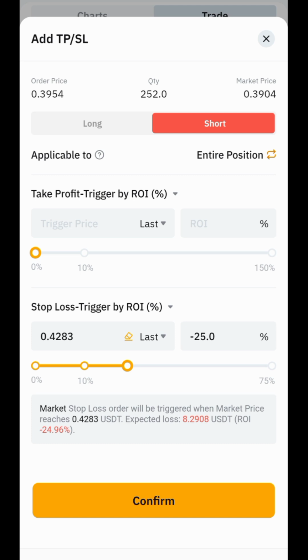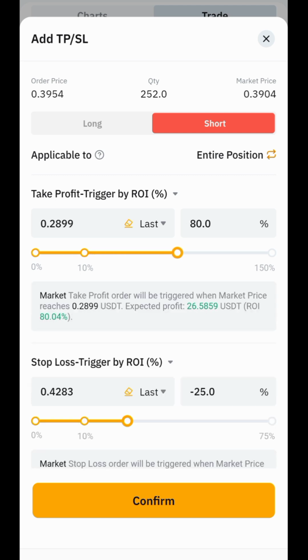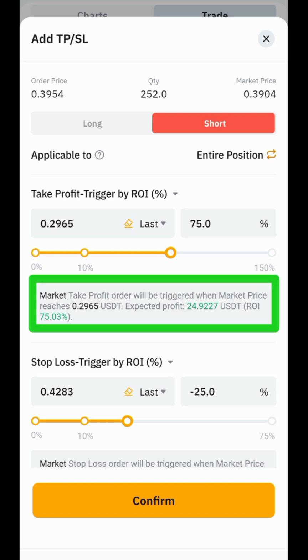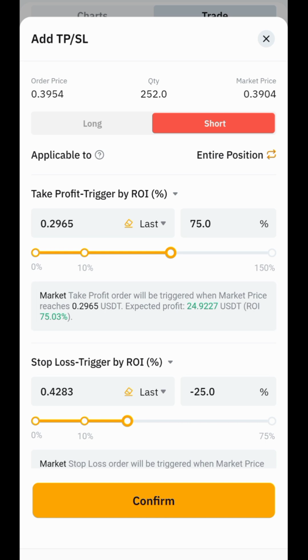Now your take profit, you're putting it at 75% or 25%, whichever one you want to put. Let's take for example, for this video we'll be using 75%. So you're using $100 and the market take profit order will be triggered when market price reaches 0.2965 USDT. Expected profit is $24.9227. Alright, hope you're understanding.